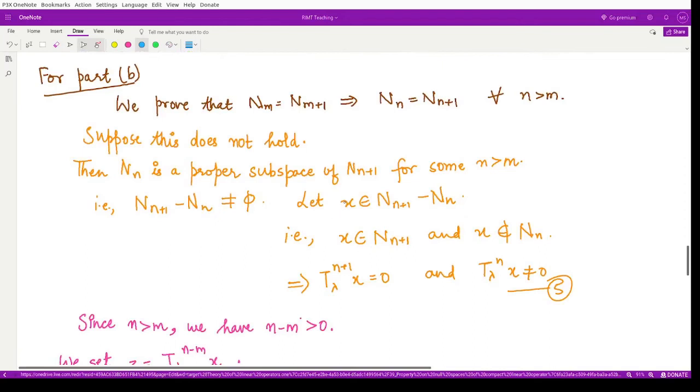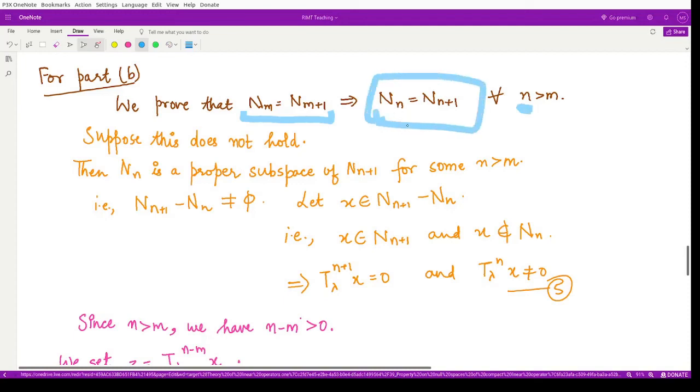So what we wanted to prove? We wanted to prove that if m is the first index from which we have the equality, so that means N(m) is equal to N(m+1), and for the indices which are greater than that particular m, all of the null spaces are equal to each other. We wanted to prove this.